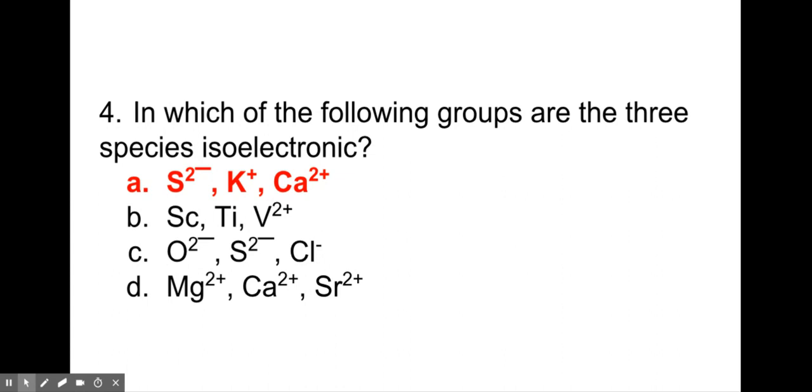Number 4. In which of the following groups are the 3 species isoelectronic? So we need to remember what isoelectronic is first. Isoelectronic simply means that the atoms or ions in the list will have the same number of electrons, and therefore the same electron configuration in their ground state.